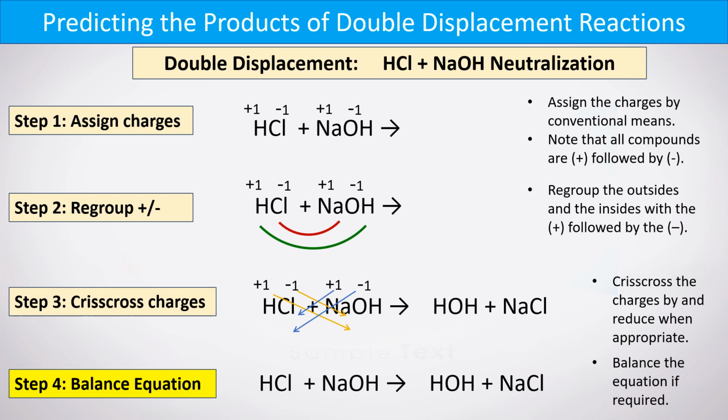Step 3, crisscross the charges so you get your final compounds. Crisscross the charges and reduce if appropriate. And then, if necessary, balance the equation. In this case, there was no need to balance it. By the way, HOH is H2O.